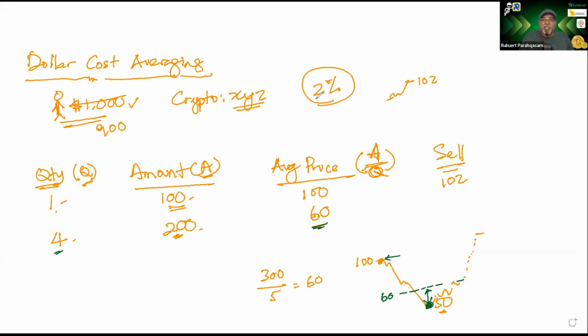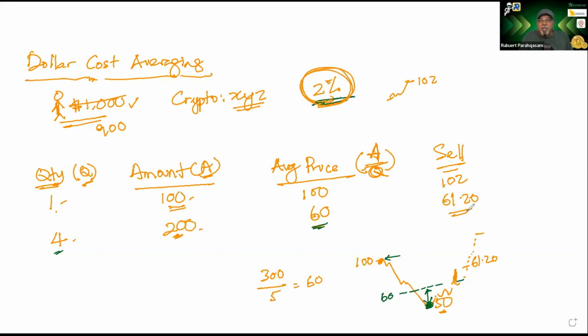Now, I still want my 2% profit. So what do I have to do? All the market needs to do is move up 2% above this average price of $60. How much would that be? 60 times 1.02. That means at $61.20, I can sell off all my 5 coins. I sell at 61.20 because I'm targeting 2% profit.